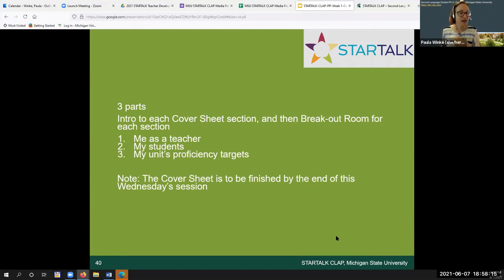Okay. So in this cover sheet, there are three different sections. And what we're going to ask you to do is to finish this cover sheet by the end of this Wednesday session. So it's kind of homework for tonight, but we're going to get started with it now. One is you as a teacher, and it's just a paragraph that you write about you as a teacher. And then a paragraph about your students. And then your unit's proficiency targets. And by unit, we mean the class that you'll be teaching in fall 2021. If you're teaching more than one, you can pick one to focus on, or you can talk about all three of them.